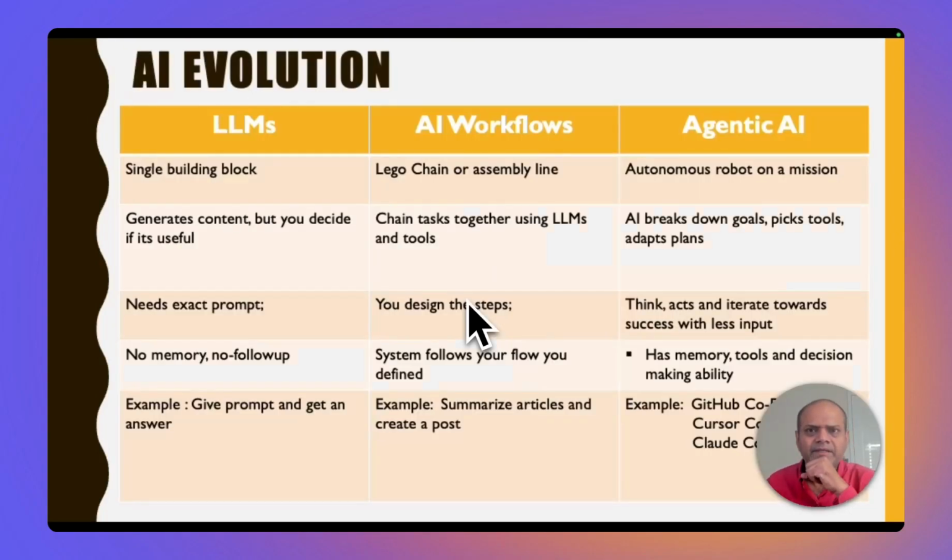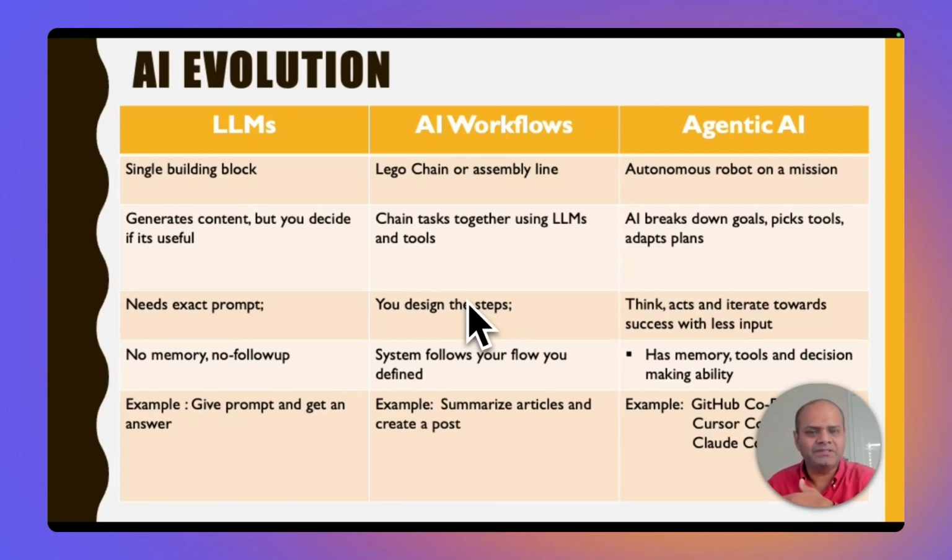So the other aspect is, let's again hash and hammer the concept of LLMs versus AI workflow versus agentic AI. An LLM is like a single building block. You generate content, but you decide if it's useful or not, so the human is in the loop. It needs a prompt. It didn't have a concept of memory, but these current ChatGPT models or Claude do manage memory these days. So you give a prompt and you get an answer. It's all information and knowledge that's getting retrieved.